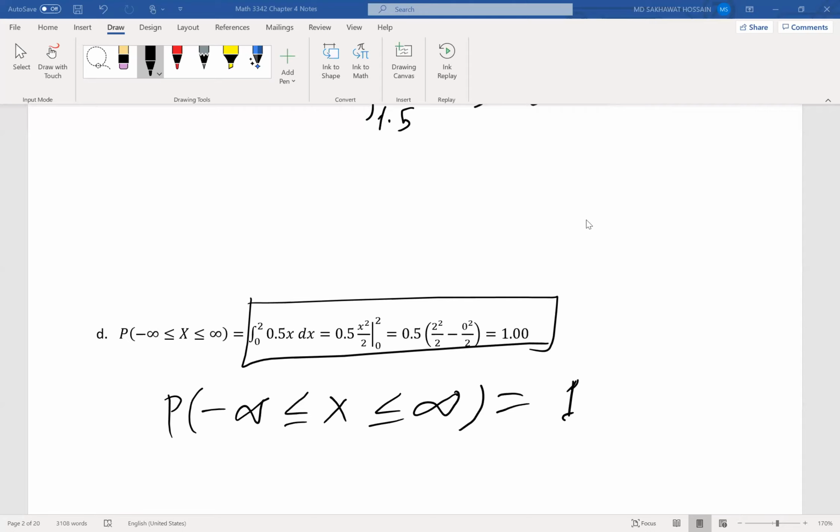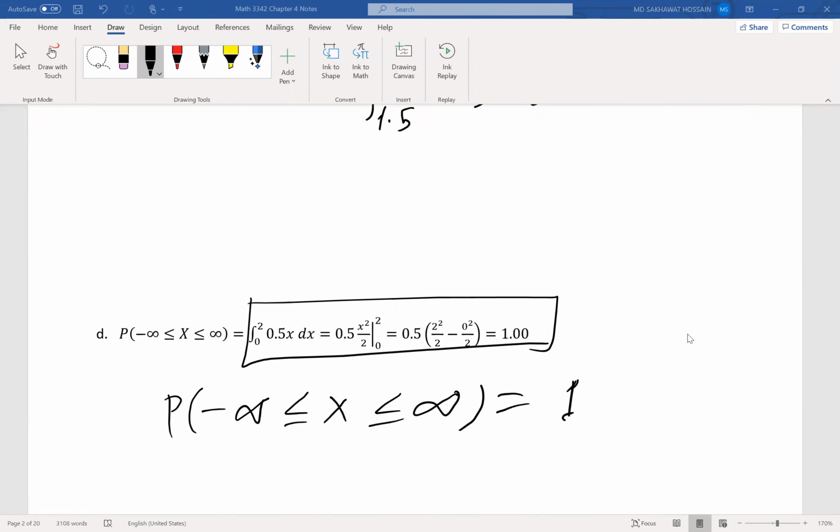Yes, this is the total area, right? The lower limit is 0 and the upper limit is 2, so it's negative infinity to infinity. That means we are considering all the values of x, right? So we are finding the probability for all the values of x. That means we are calculating the total probability, and we know that the total probability is 1. So that's why it is 1. Yeah, you are right. From the lowest limit to the largest limit, it is the full area. Thank you.